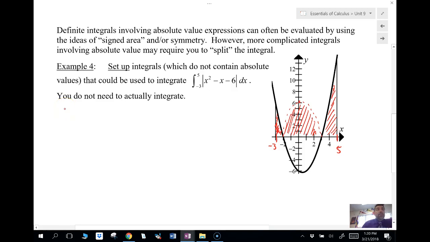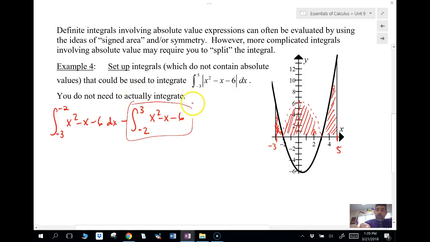What we're actually going to do is integrate from -3 to -2 of x squared minus x minus 6. And then we're not going to add it, we're going to subtract the integral from -2 to 3 of x squared minus x minus 6, because this integral right here is really down here. But I want the area that's up top, so I'm going to put a negative, and that'll take care of that.